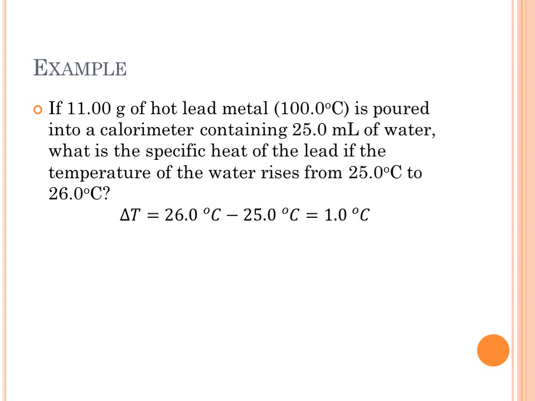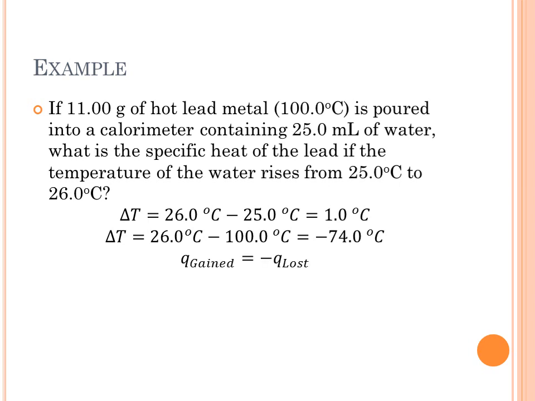So let's look at the temperature change, 26 minus 25, or 1 degree Celsius. But the hot metal has got to go down to the final temperature of the water, so it's going to be 26 minus 100, which is a negative 74. What we're going to use is the idea that the heat gained by the water is equal to the heat lost by the metal, except in the opposite direction. So we throw in a negative sign to account for that opposite direction.